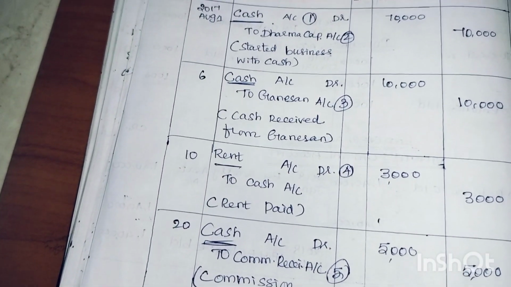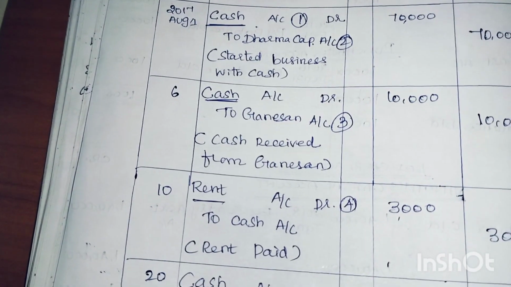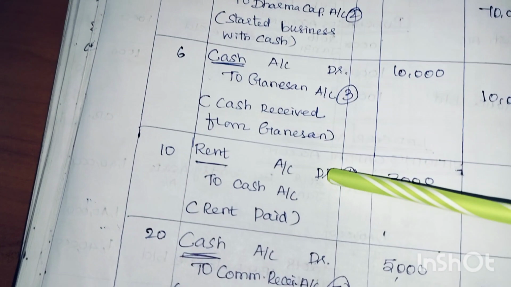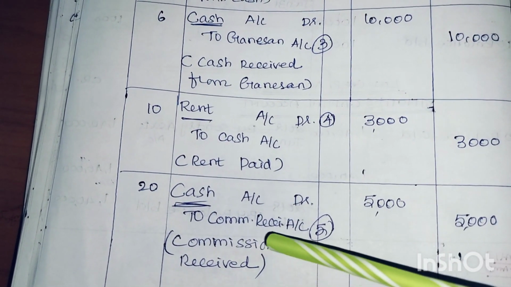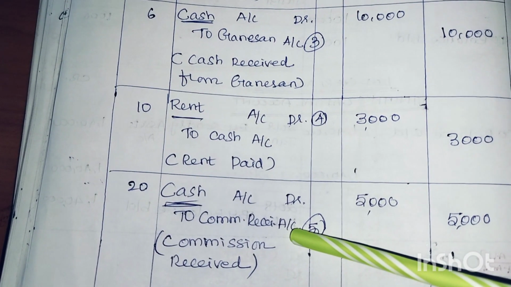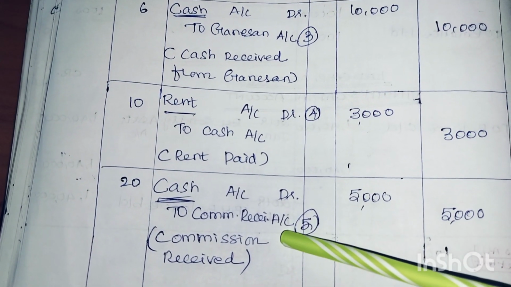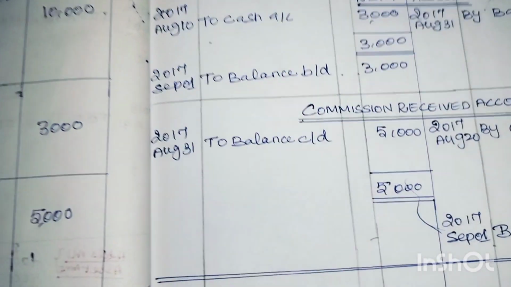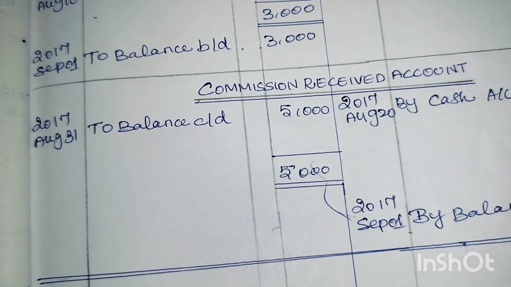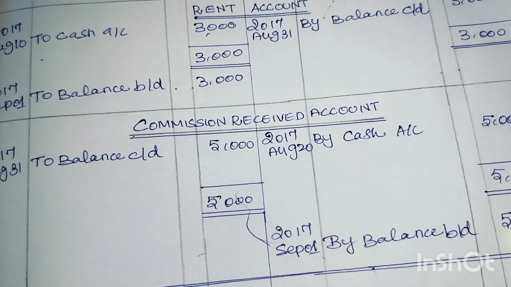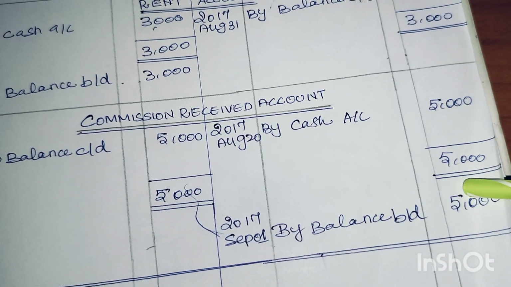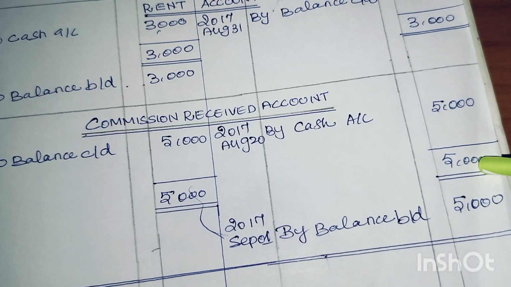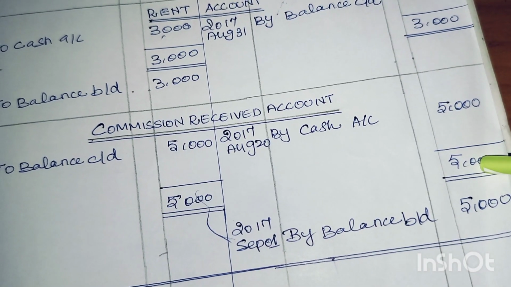Then we check if any other commission received transactions appear here. No. In the journal entry we have only one commission received transaction. So we are going to close the commission received account. On which side does the commission received account have the higher value? Of course, the credit side has the higher value. What is the value? How much rupees? 5000. What do we do now?